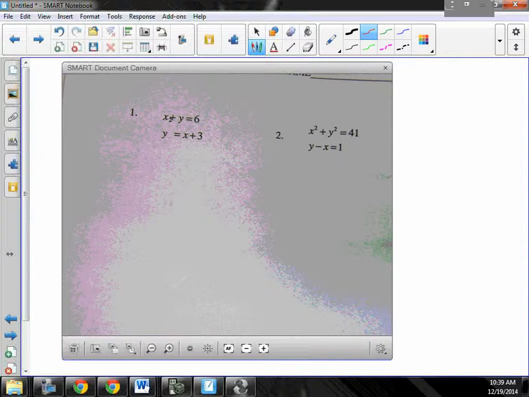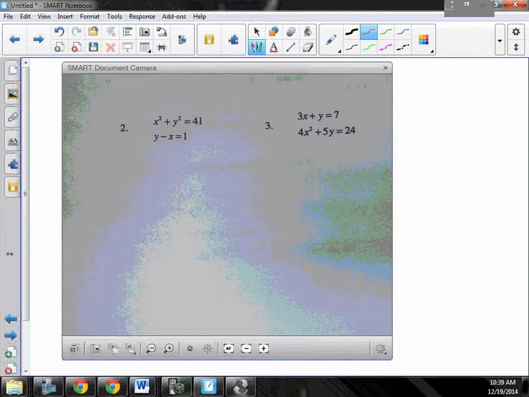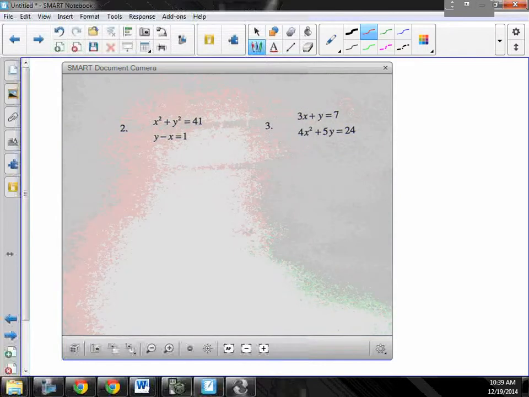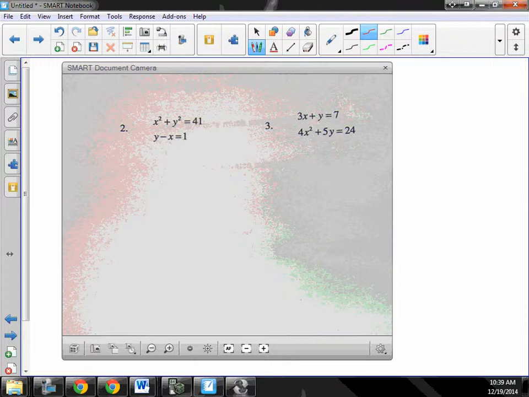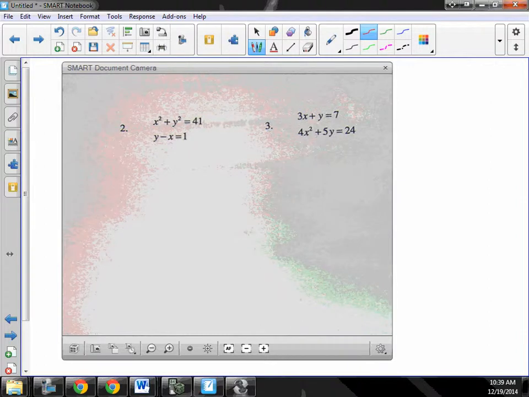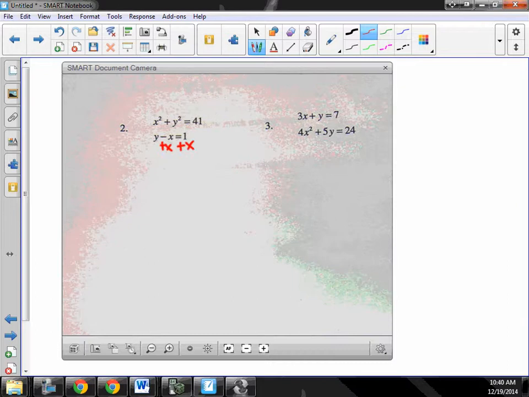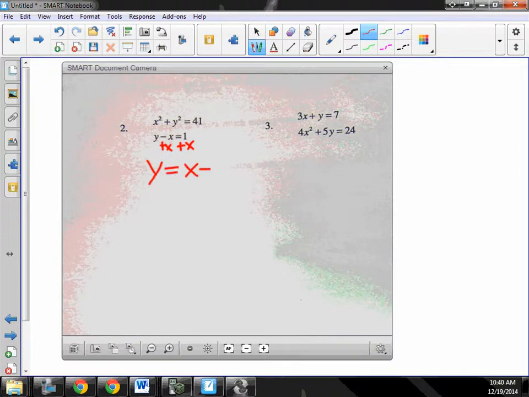All right. Look at number 2. So for number 2, is it set up for substitution? Not yet. What is the easiest variable to solve for? Y would be the easiest. So I'm going to add x and add x. The reason we chose y instead of x, if I move the y to the other side, then I have negative x, and then I need to change the signs. So it would just be easier to move the x. So y would equal x plus 1.